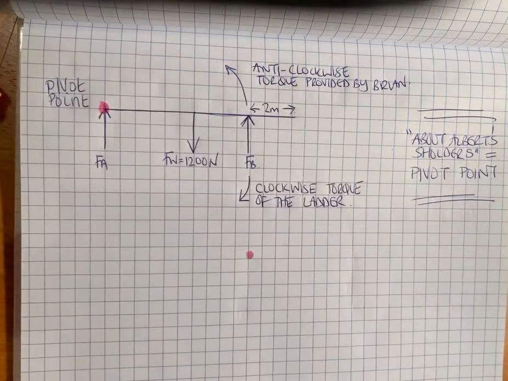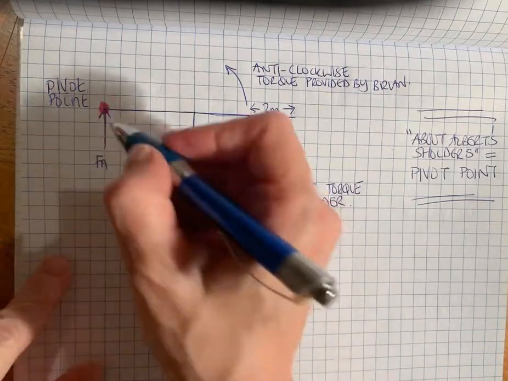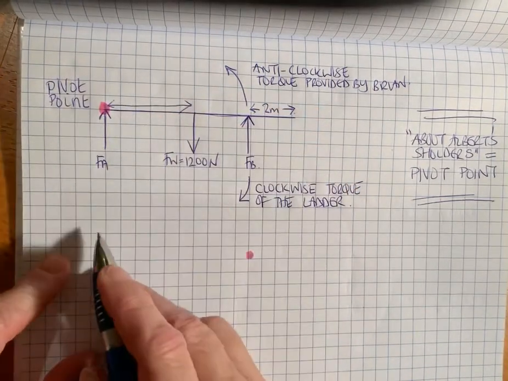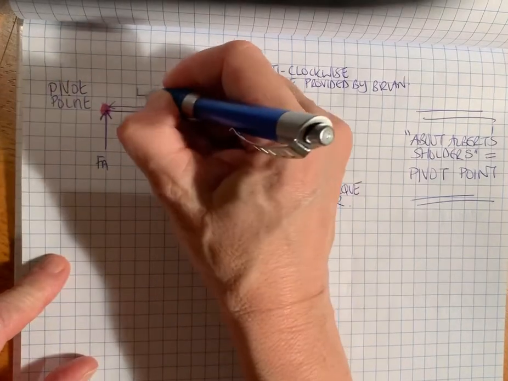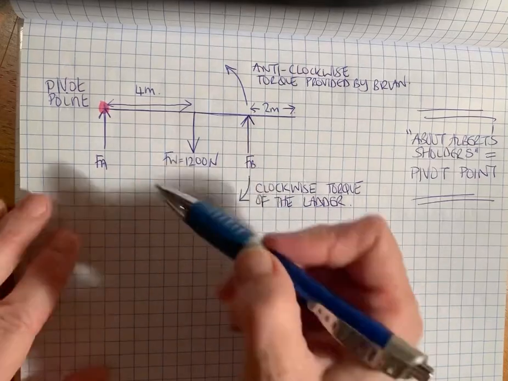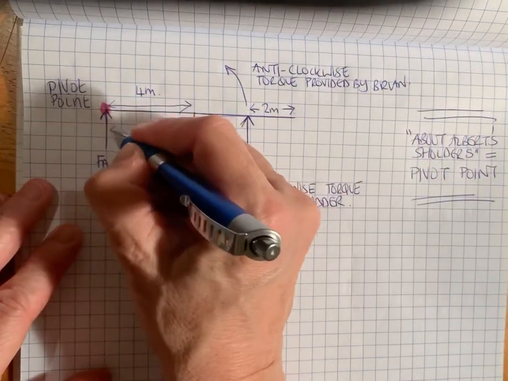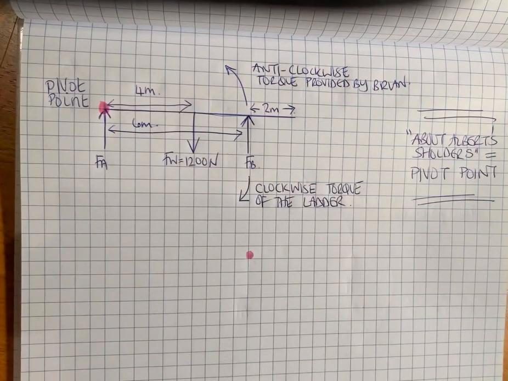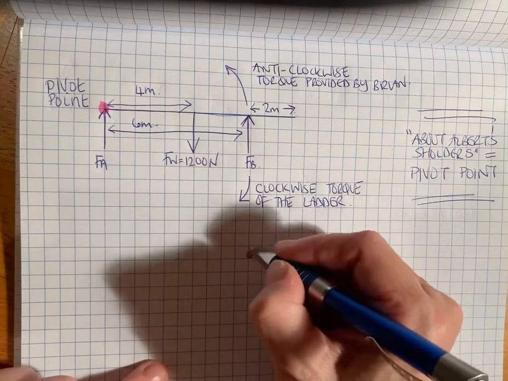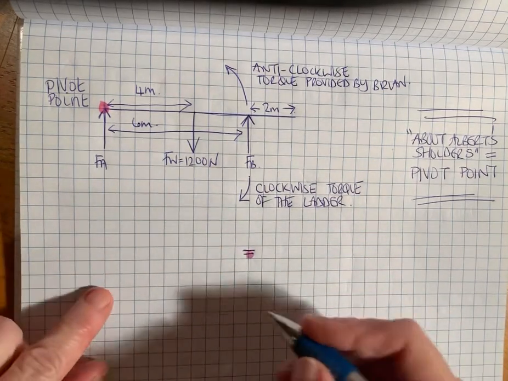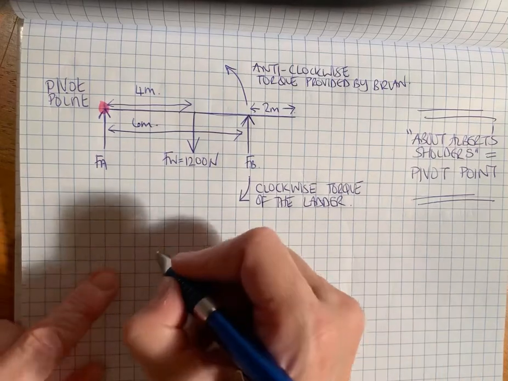So we're going to make this point here the pivot point. So we're going to measure everything from there, and so from the pivot point to the weight force of the ladder would be 4 meters, and Brian would be standing 6 meters away from Albert. Okay, now that's kind of important. The next thing that we need is the clockwise torque.